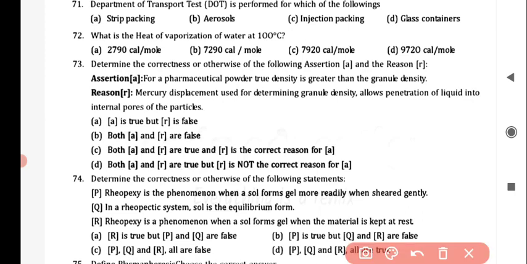Next question is, determine the correctness or otherwise of the following assertion A and the reason R. Assertion A is, for a pharmaceutical powder, true density is greater than the granule density. And the reason R is, mercury displacement used for determining granule density allows penetration of liquid into internal pores of the particles. And the correct answer is option A, that is A is true and R is false.